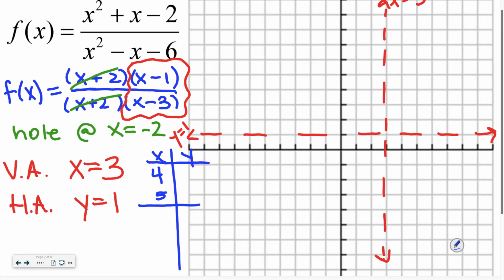Look, 4 minus 1 over 4 minus 3. What is that? 3. Oh, so much easier than 4 squared plus 4 minus 2 over 4 squared minus 4 minus 6. Too much work. Go to the simple. Okay, so 4, 3. And then when we plug in 5, we have 5 minus 1 over 5 minus 3. Oh, that's so nice.